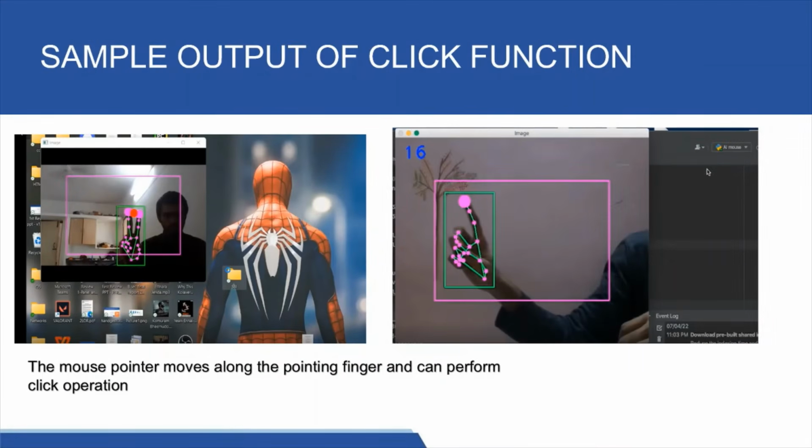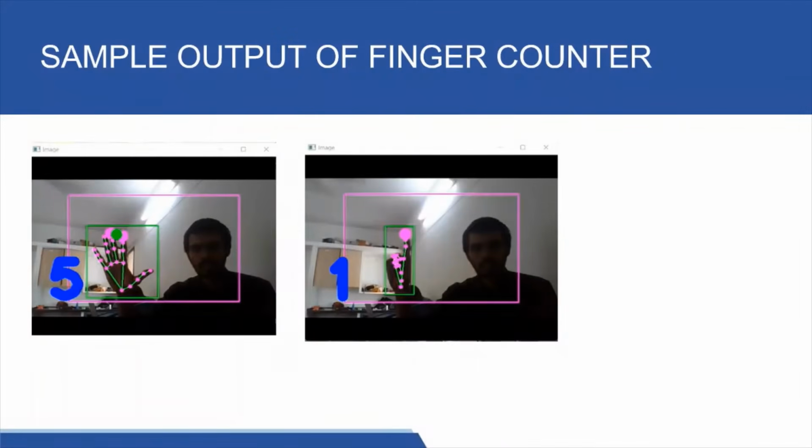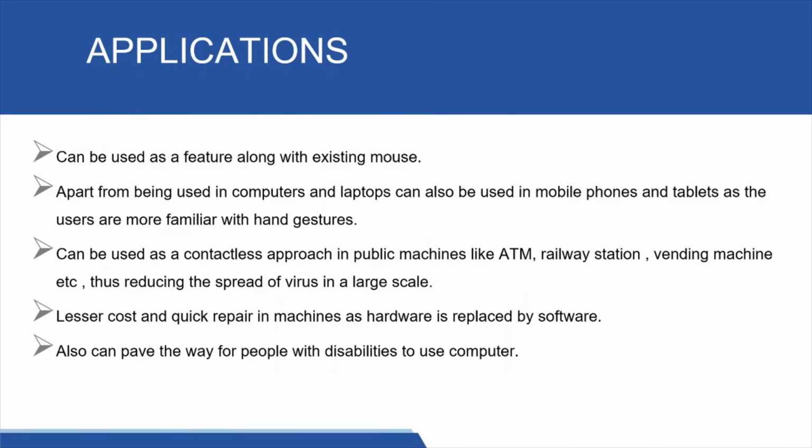Have more images and less of a one-line description of the output. And next one, exactly the same thing, just the counter. I think click function or something like that. Yeah, this is the counting, 5 and 1, the counting. And the final thing is the application, how your project can be applied for future purposes or current purposes. I have told contactless in ATM, railway station, because if you use only our hand gesture, we can avoid touch.